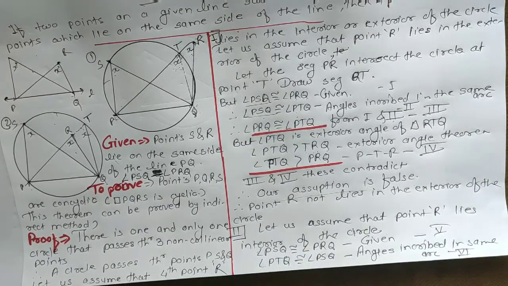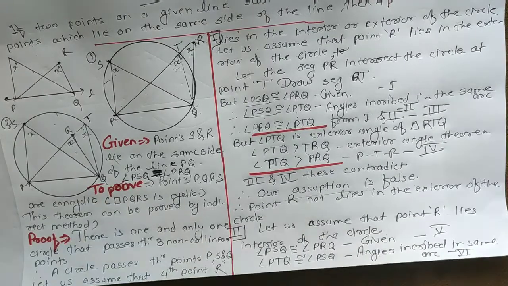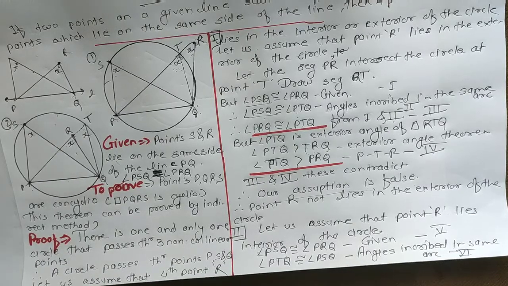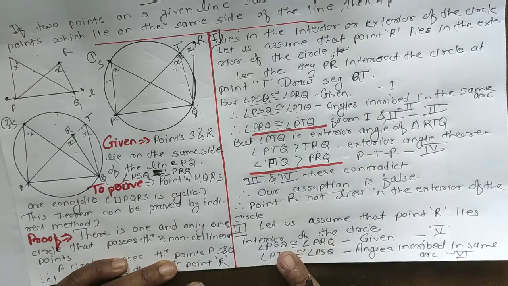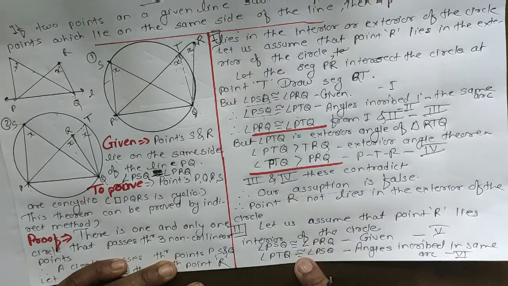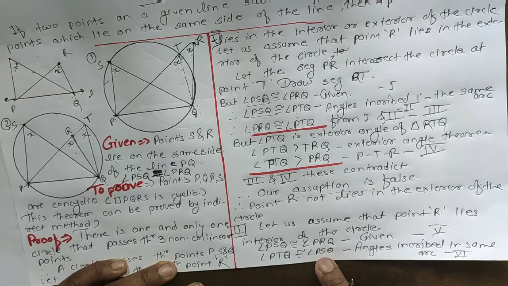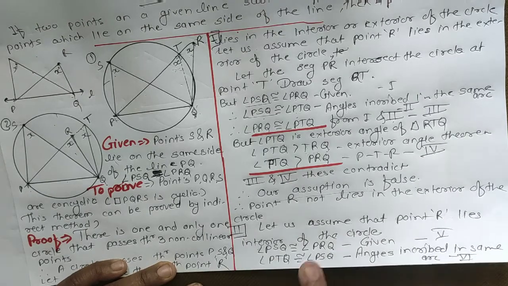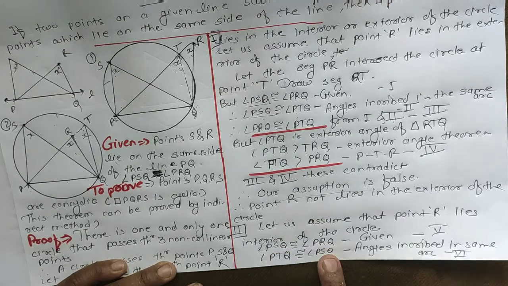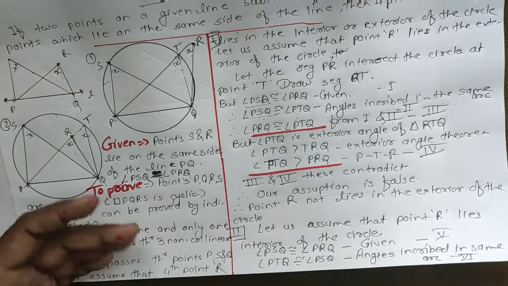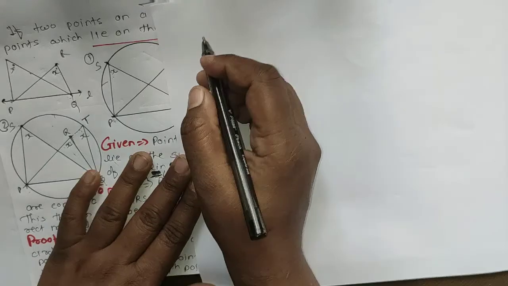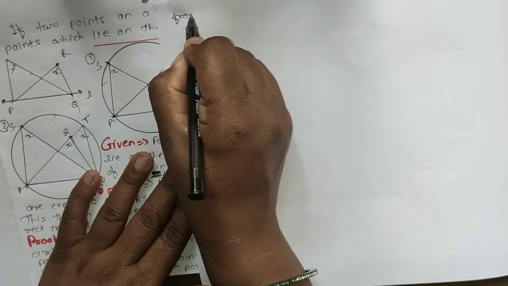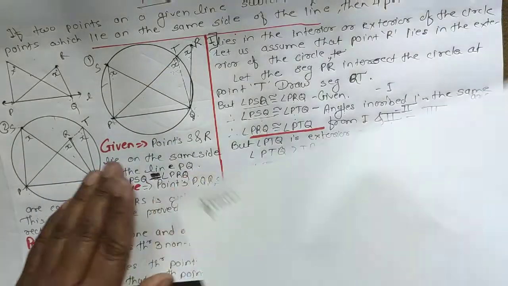Now what we have to do here, this is the figure we will take and we will solve the proof. So in the fifth statement we are saying this angle PSQ is congruent to PRQ, and in the sixth statement we are saying that PSQ is also congruent to PTQ. So from 5 and 6, PSQ is common, and PRQ is congruent to PTQ, that we will write here.